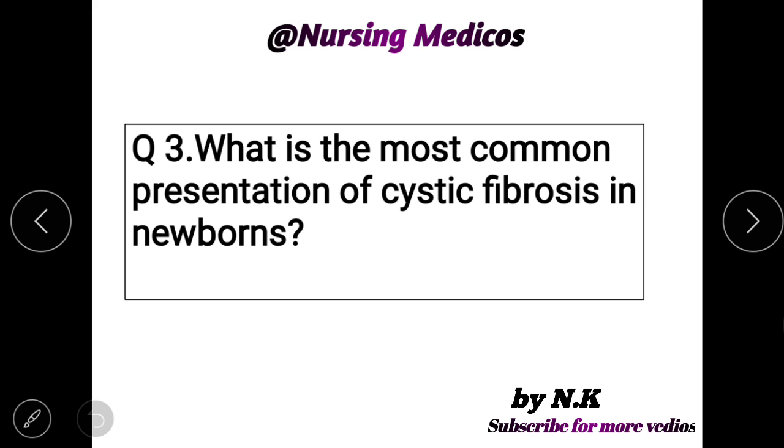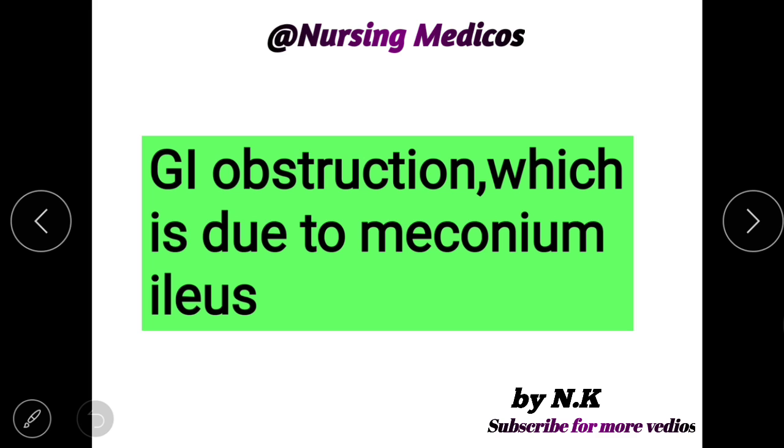Next one. What is the most common presentation of cystic fibrosis in a newborn? First we'll see cystic fibrosis. Cystic fibrosis is an inherited disorder that causes severe damage to the lungs, digestive system, and other organs in the body. We'll see the answer. GI obstruction, which is due to meconium ileus.